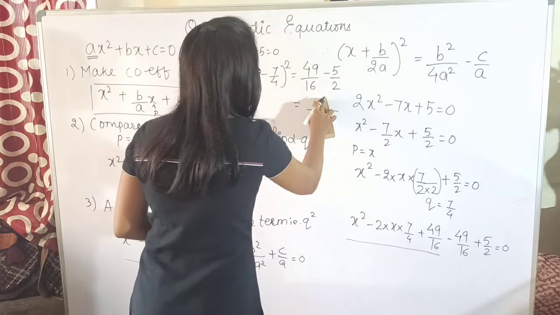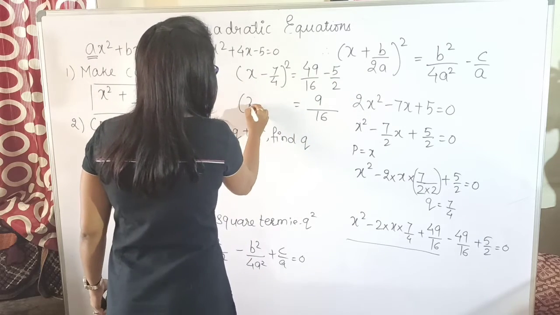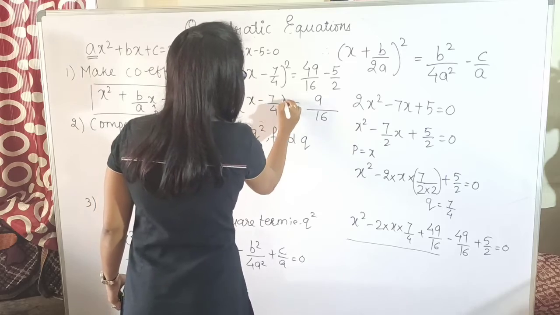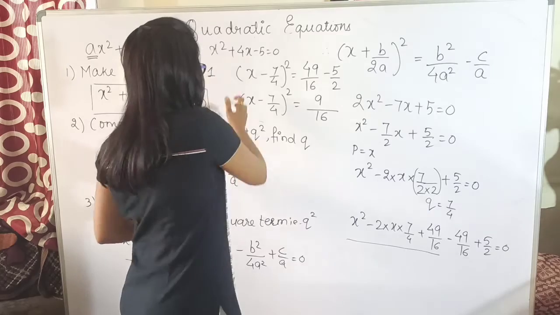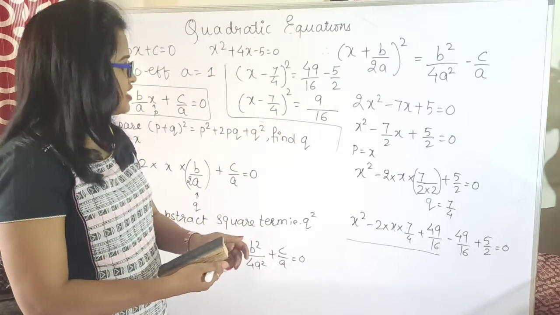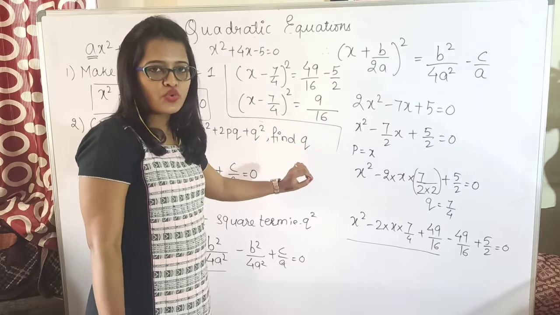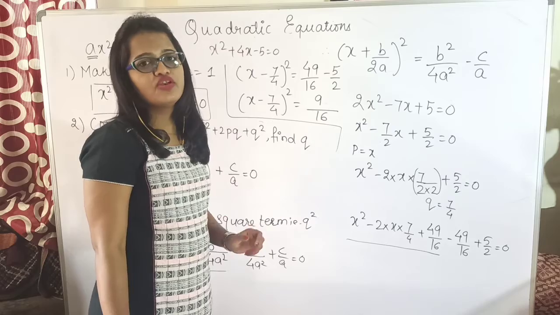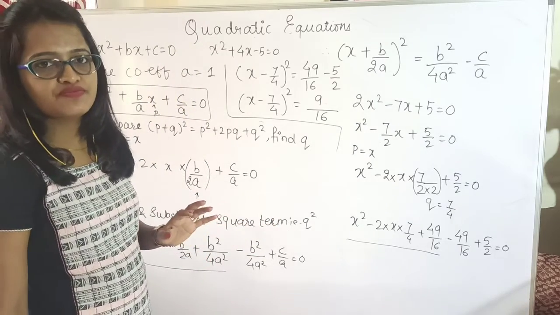It should be 9 actually. 49 minus 40 is 9 by 16. So x minus 7 by 4 bracket square equal to 9 by 16. Now as you can see, I have got the squares on both sides, and once I have got the squares, I can simplify this equation by taking square roots and then finding the value of x, which are nothing but the roots of the given equation.